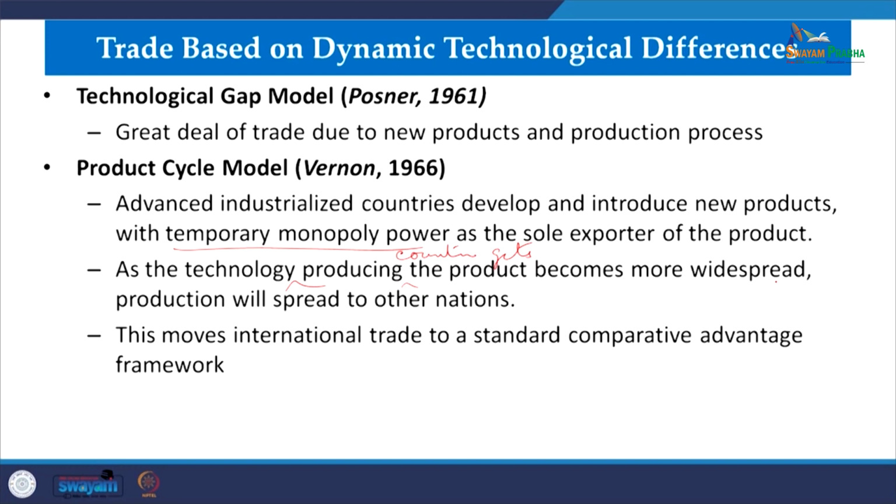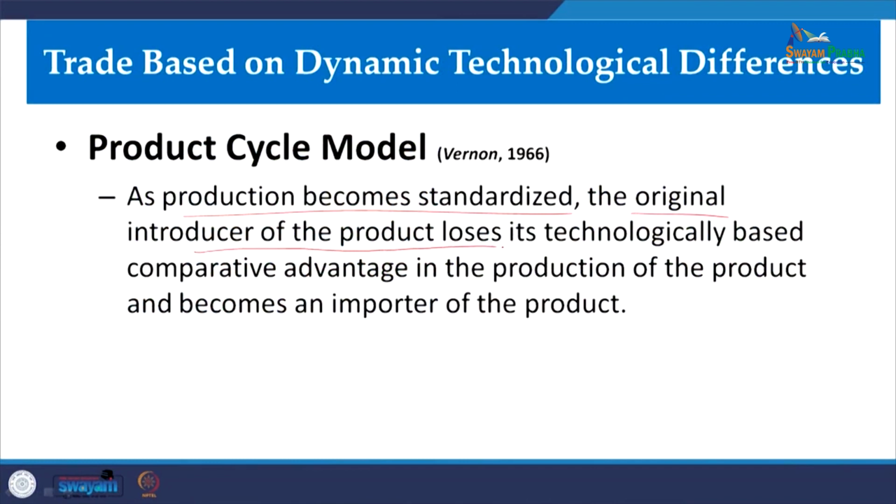Therefore, the product cycle model moves international trade to a standard comparative advantage framework, and it has a time component, over time how things get revolved. In short, the 1966 Vernon product cycle theory says that as production becomes standardized, the original producer of the product loses its technologically based comparative advantage in the production of the product and becomes an importer of the product.